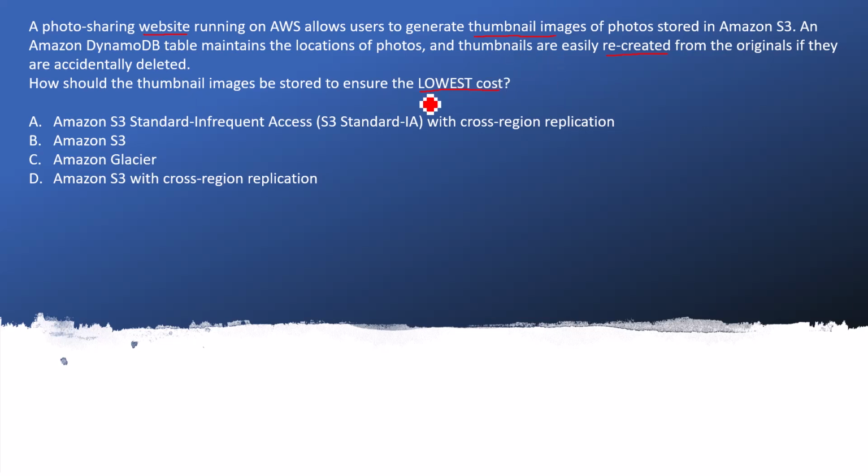The third point is that we need to look for the lowest cost. Amazon S3 Standard-Infrequent Access with cross-region replication is not what we are looking for. It is looking for availability, but if the thumbnail images have been deleted, they can be recreated, so we should not be worried about that. We do not need to keep a replica of it; if it is deleted we can restore it.